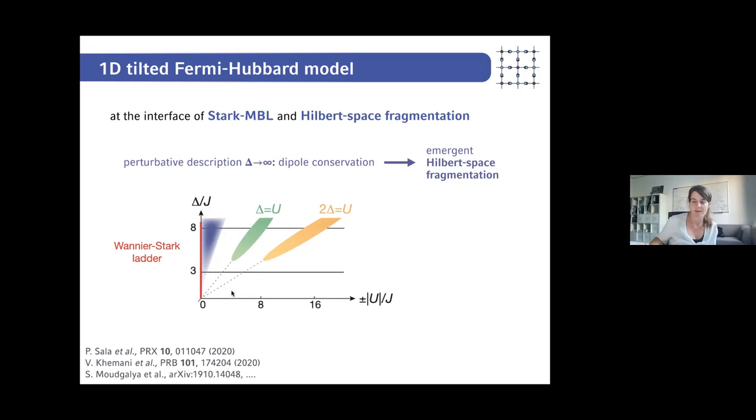So far we have explored values of the tilt up to 3J, so this region down here. Now, in order to get closer to the perturbative description, where we know that the Hilbert space fragments into dynamically disconnected subspaces, we have also worked on realizing this large tilt regime. So it's still intermediate, but we went up to values of 8J for the tilt between neighboring sites, in order to see if this regime can already be described by the effective perturbative Hamiltonians that we can derive in the large tilt limit. So I'll give you one example of the experimental results that we have obtained.